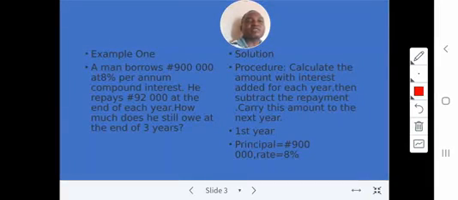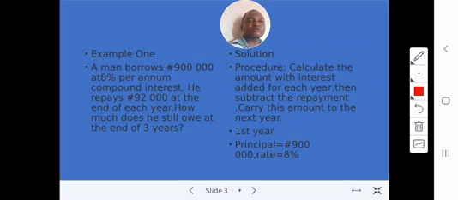Now, let's see an example. Example 1. A man borrows 900,000 naira at 8% per annum compound interest. He pays 92,000 naira at the end of each year. How much does he still owe at the end of 3 years? Now, solution. The procedure is simple. Since the man pays 92,000 naira per annum, you follow this step gradually.